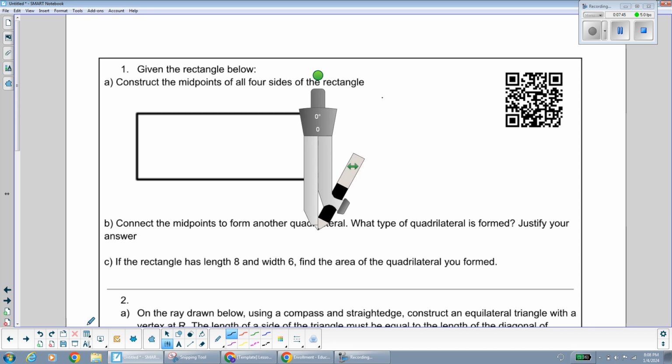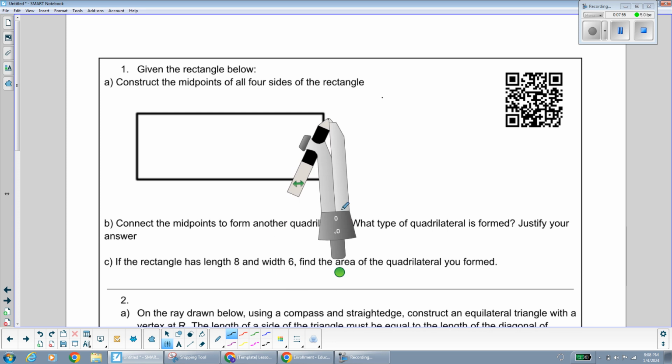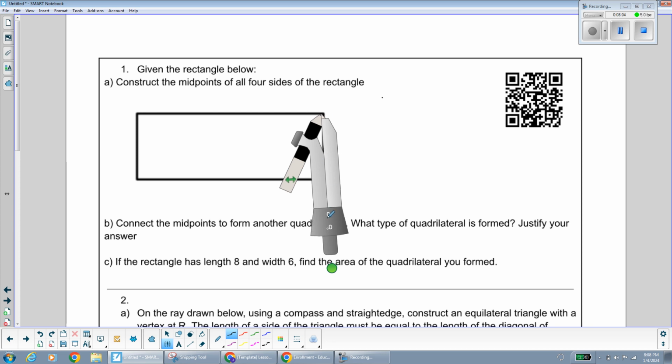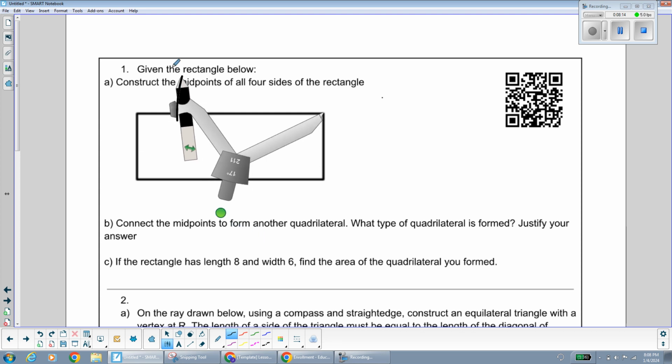Here we are given a rectangle, and we're going to construct the midpoints of all 4 sides of this rectangle. We construct the midpoint by making a perpendicular bisector. So I'm going to do this top side first. I'm going to put my compass on one of the endpoints, match up as best as I can, and open up about 3/4 of the way down. The exact distance doesn't matter. More than halfway, about 3/4 down.